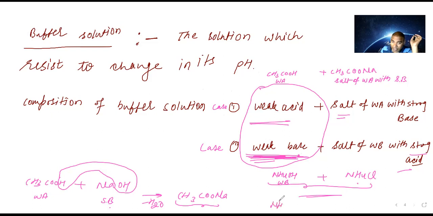How? Suppose NH3 is there. This is the weak base, but if you are treating it with HCl, which is a strong acid, you get NH4Cl. It is going to be the salt of a weak base with a strong acid. Is it okay? So this is the case of the buffer solution, right?